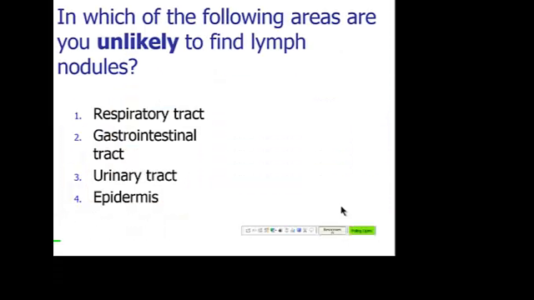So in which of the following areas would you not find lymph nodules as part of their structure?